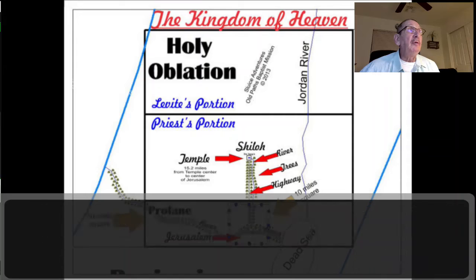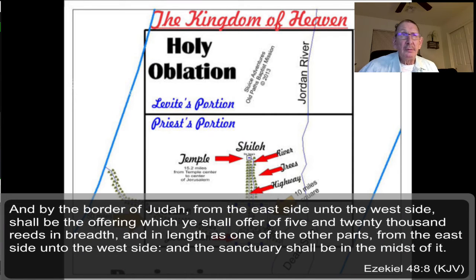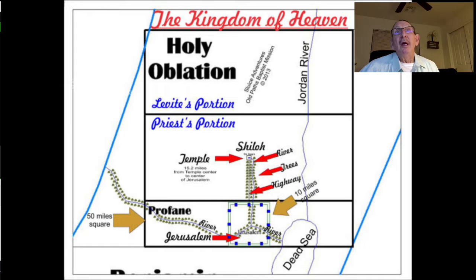So over in Ezekiel 48, 8 and 9: And by the border of Judah, from the east side unto the west side, shall be the offering which ye shall offer of 25,000 reeds in breadth, and in length as one of the other parts, from the east side unto the west side, and the sanctuary shall be in the midst of it. Now what this is describing is this area here, and if you remember when we talked about the size of that area around the temple, that was quite huge. And believe it or not, that doesn't fit in current day Jerusalem.